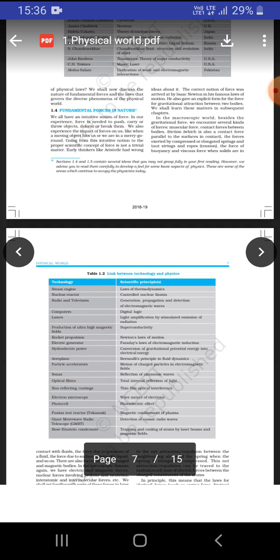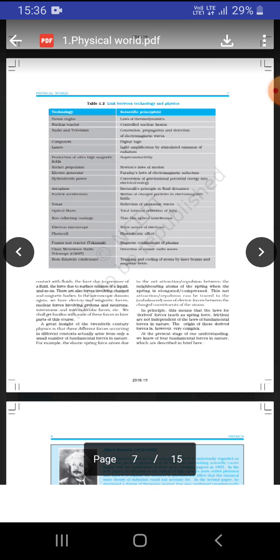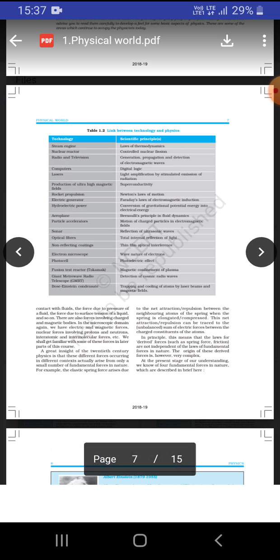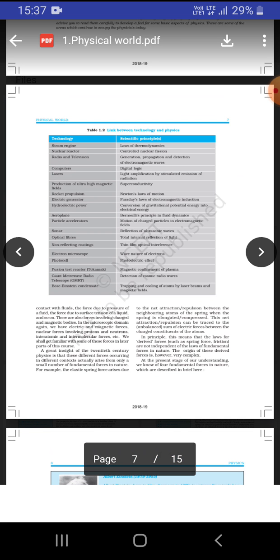And let's learn some fundamental forces in nature. Let's learn more about fundamental forces in nature. So the force due to pressure of fluid, or the force due to surface tension in a liquid, and many more, are the forces we learn. And there are the forces involved in magnetic bodies, in a magnet, and nuclear forces, proton, neutron, electron. Many more are there that we learn in the atoms chapter.